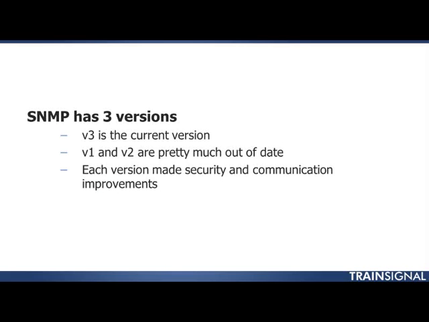Now, the last thing I want to tell you about SNMP is that it has 3 versions. Version 1, 2, and 3. And it's pretty simple. Version 3 is the current version. Versions 1 and 2 are pretty much out of date. As a matter of fact, for the most part, we kind of almost went from version 1 straight to version 3. Each version did make security and communication improvements.